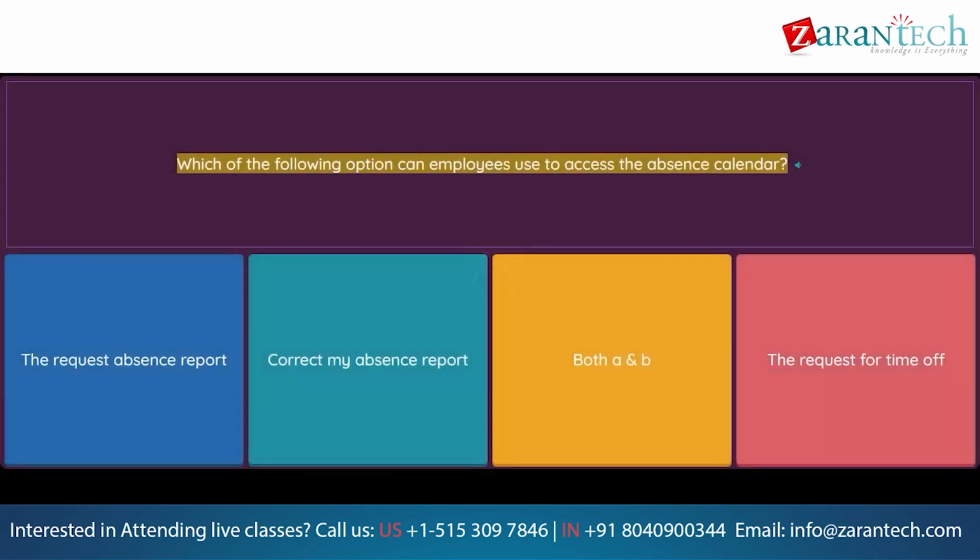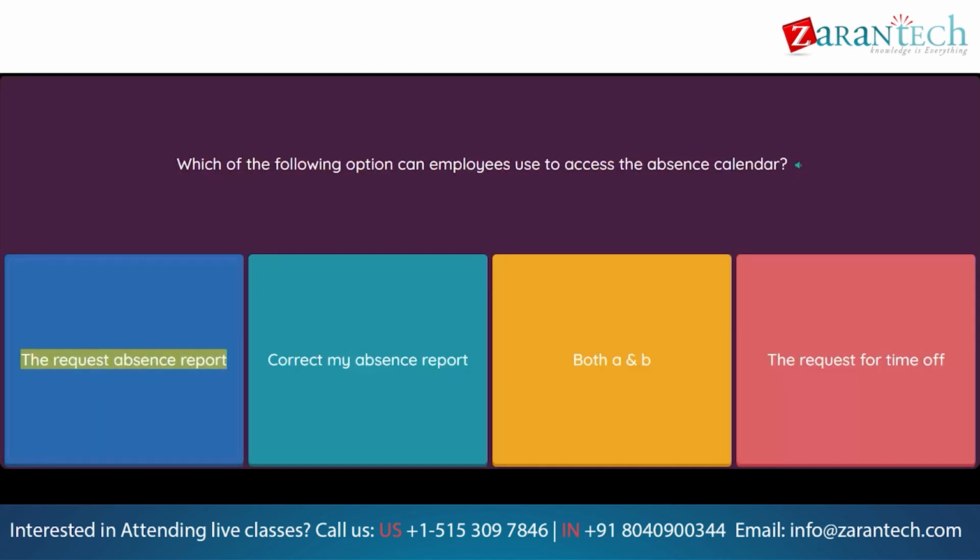Question, which of the following option can employees use to access the absence calendar? Option 1 the request absence report. Option 2 correct my absence report. Option 3 both A and B. Option 4 the request for time off.